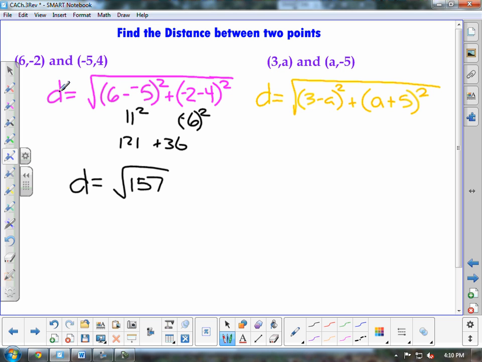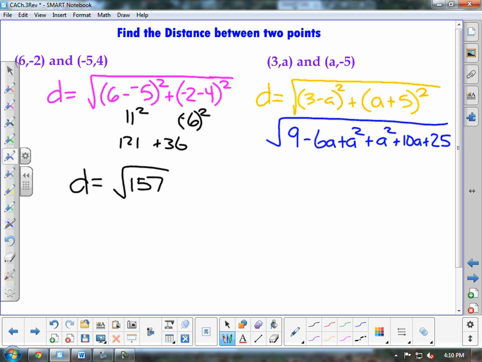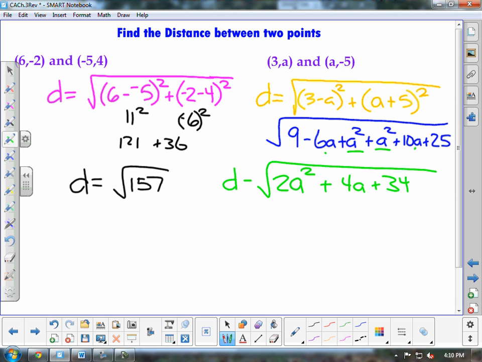And so then when you take 3 minus a and square it, you would get 9 minus 6a plus a squared, and then a squared plus 10a plus 25. And then simplifying that down as much as possible, a squared and a squared would be 2a squared, negative 6a and positive 10a would be plus 4a, and 9 and 25 would be plus 34. And so then the distance would equal the square root of 2a squared plus 4a plus 34.